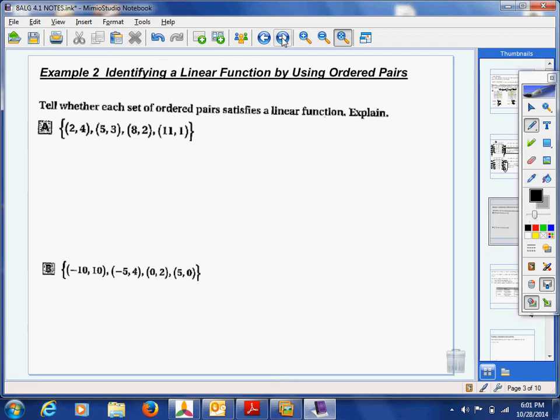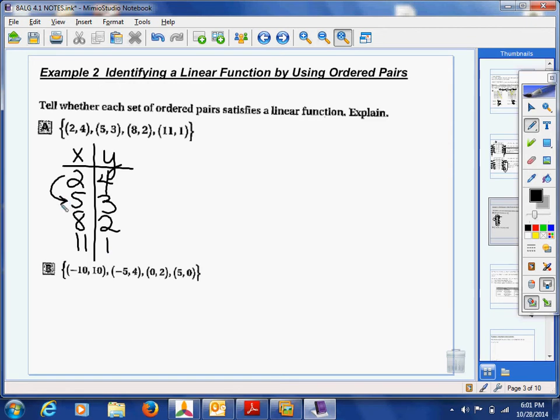So just ignore it. The first thing I would do is I would take my list of ordered pairs and I would create an XY table. So I'm going to do 2, 4, 5, 3, 8, 2, and 11, 1. I really think putting them vertically in a table is the better thing to do. I think that would be very useful to you. It's clearly a function. All the x's are different. Let's see if it's linear.